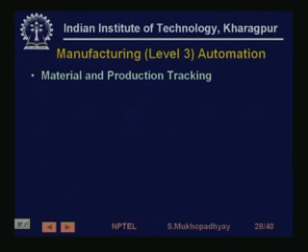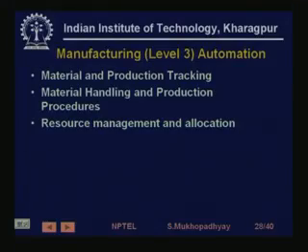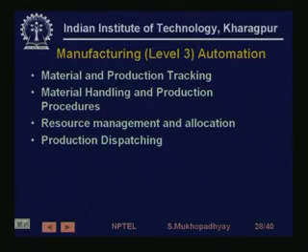Now, we come to level 3 automation. Basic functions are material and production tracking: how the production is actually taking place with respect to a certain order. Material handling and production procedures: how the material will move from one machine to another, and what the sequence will be, first milling, then turning, then boring, or what. Then resource management and allocation: how many machines you have, and how many you are going to allocate to what batches and orders. Then production dispatching.